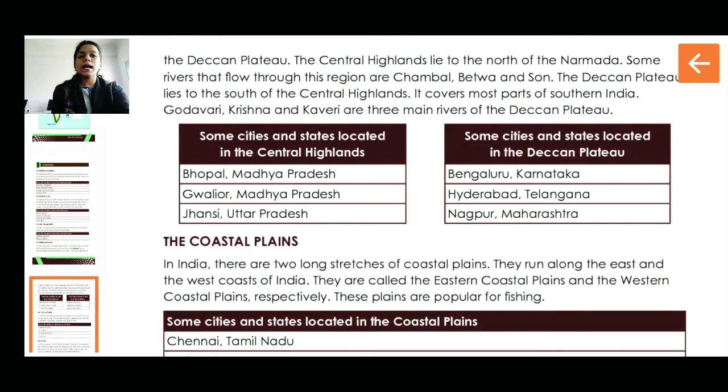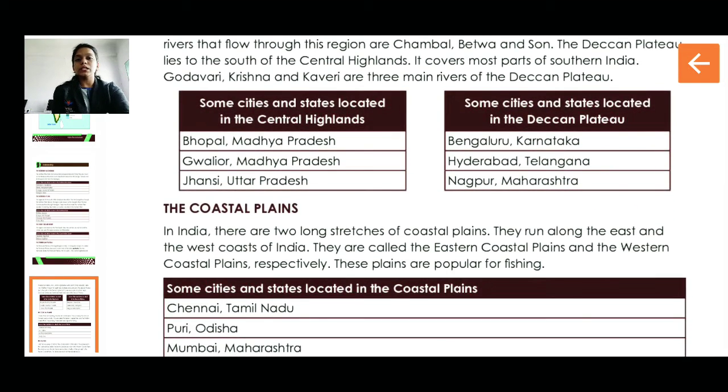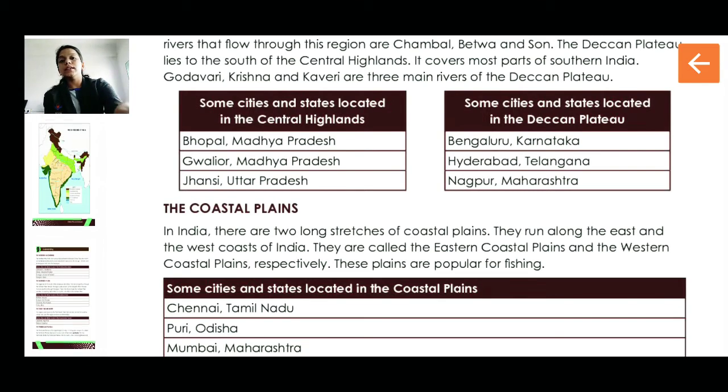Now, the Central Highlands lie to the north of the Narmada. Some rivers that flow through this region are Chambal, Betwa and Son. These are the rivers which flow from the Central Highlands. Then you have the Deccan Plateau, which lies to the south of the Central Highlands. It covers most parts of South India. And which are the rivers? Godavari, Krishna and Kaveri are the three main rivers of the Deccan Plateau.